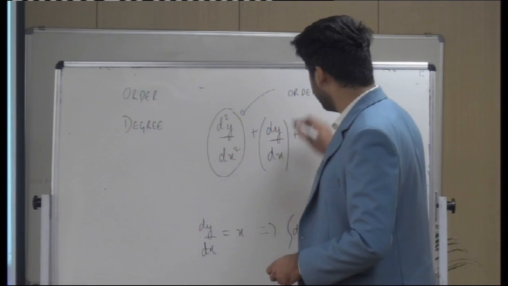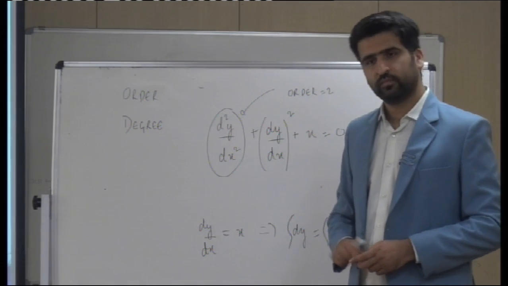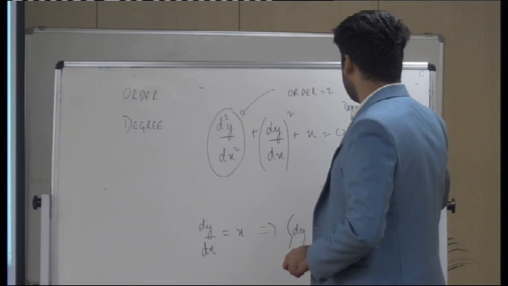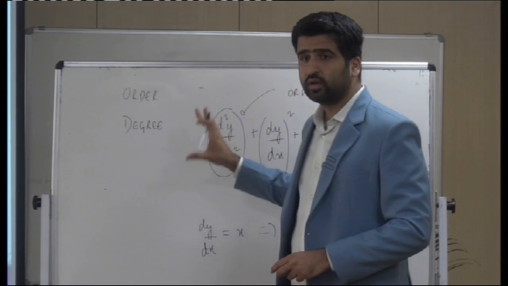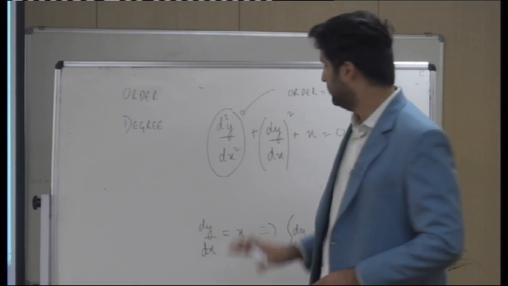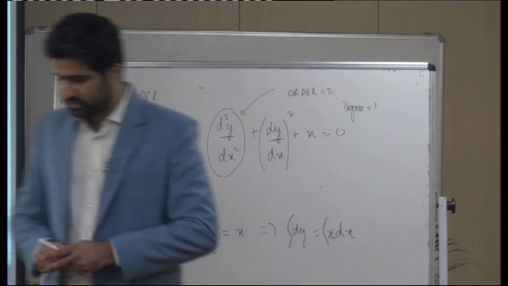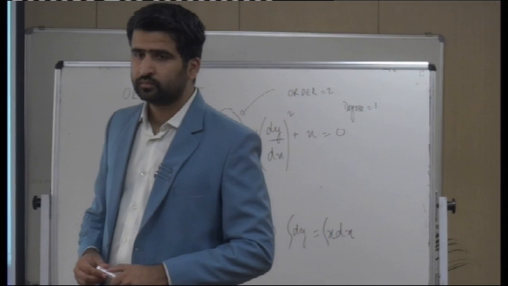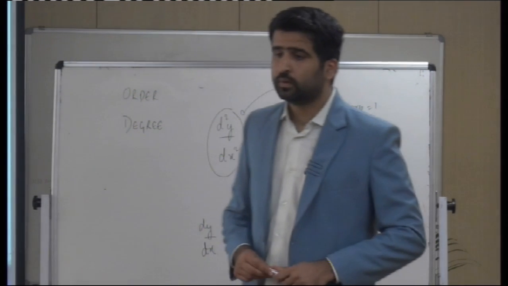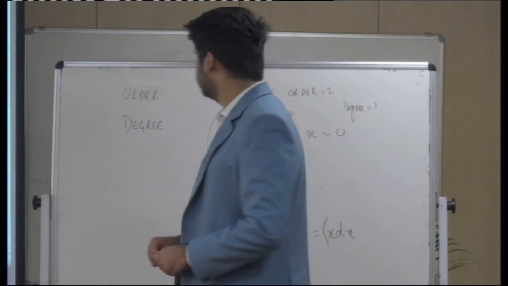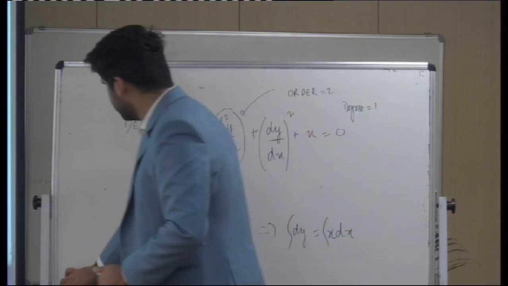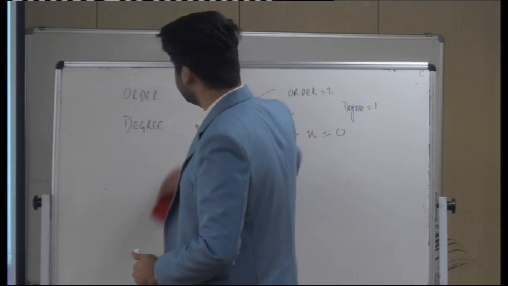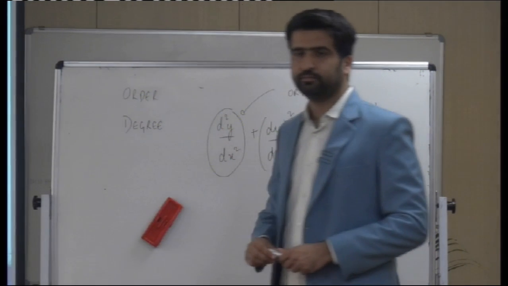So what if we have square over here? Then what is the order? Order is still 2, degree is still 1, right? So what is the degree? This is the highest power on the highest order derivative. Okay, so write down the definitions for both order and degree. Order is the order of the highest order derivative present in the equation. So it is the order of the highest derivative present in the equation, right?